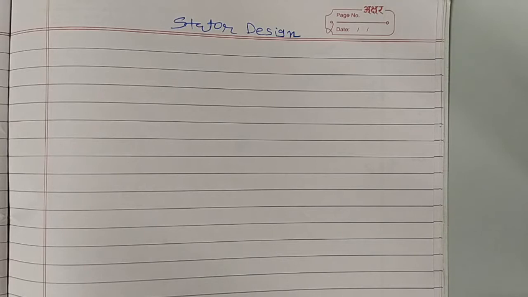So basically the function of stator winding is to produce the rotating magnetic field. So a three-phase distributed winding is provided inside the stator slot, so that when three-phase supply is given, it will produce a rotating magnetic field.